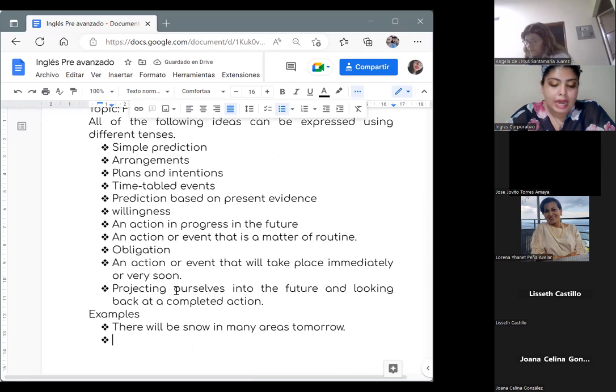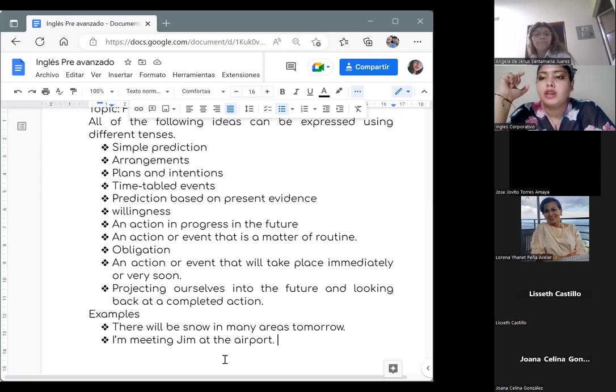Number two, for arrangements, I am meeting. In this case, you can notice that we are using the gerund, but also the present. So it's present continuous to express something in the future. I am meeting Jim at the airport. And why are we using present continuous to talk about the future? Because we are talking about something we are going to do in a very short period of time. It's going to happen in 2 hours, in an hour, in a couple of minutes, but we are talking about a very, very short period of time in the future.